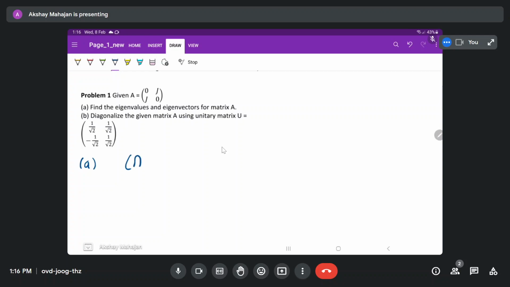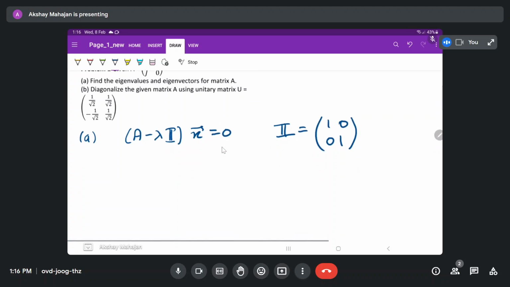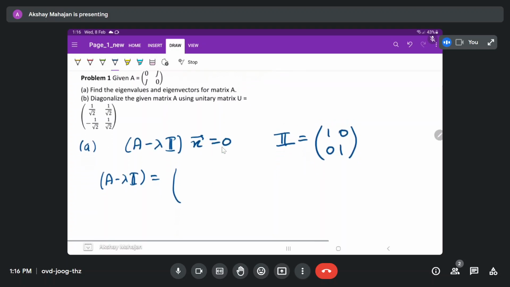As you might know, to do this, we need to write the equation (A minus lambda I) times the x vector equals 0, where this I is our identity matrix, which is given as 1, 0, 0, 1. Lambdas will give us our eigenvalues, and the x vector gives us our eigenvector. So here let's see what our A minus lambda I is. A is 0, J, J, 0, so it will come as minus lambda, J, J, minus lambda. This will be our A minus lambda I matrix.